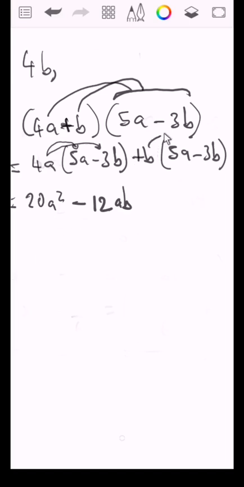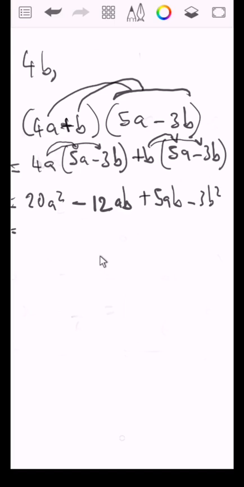The same is going to happen here. b times 5a is plus 5ab. b times minus 3b is minus 3b squared. This is equal to 20a squared minus 12ab plus 5ab minus 3b squared. We are going to group like terms. We are going to operate on like terms.